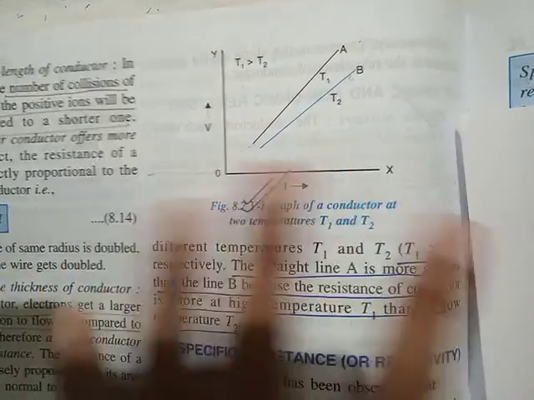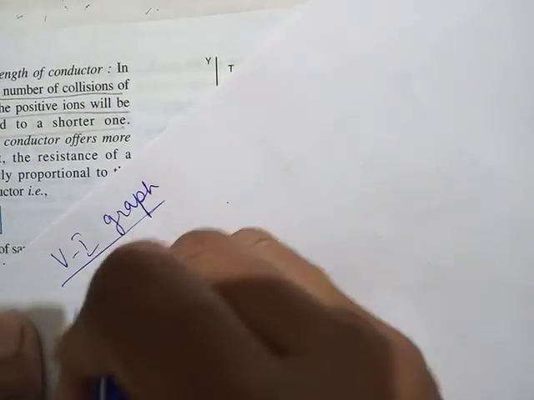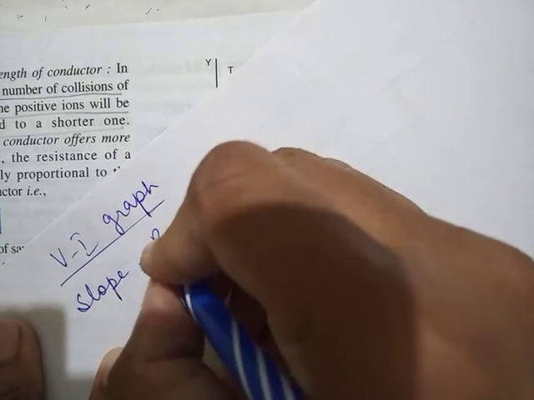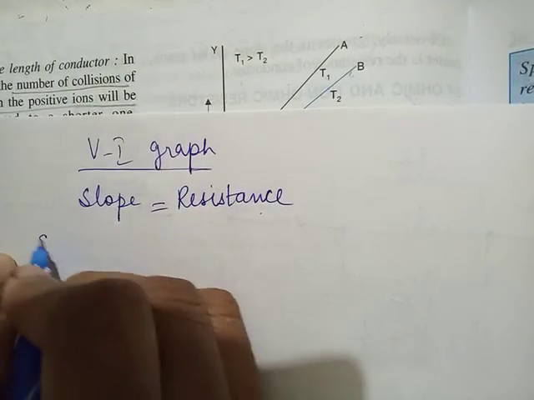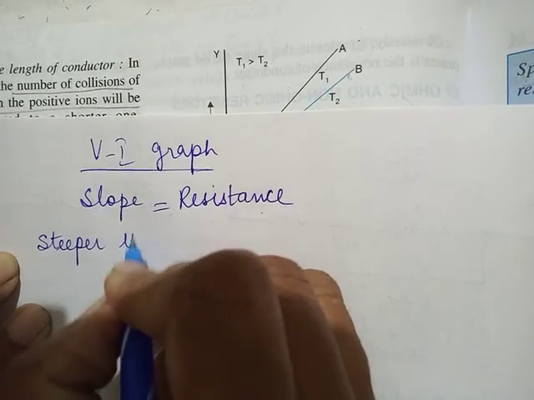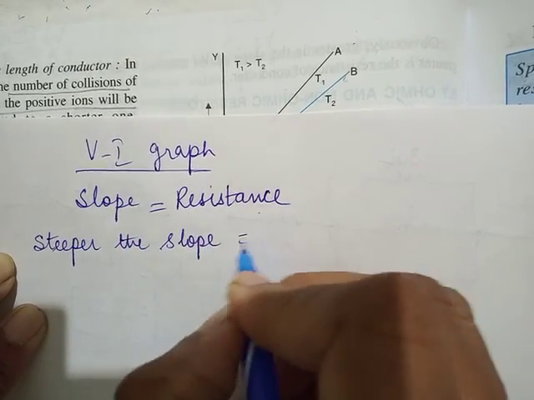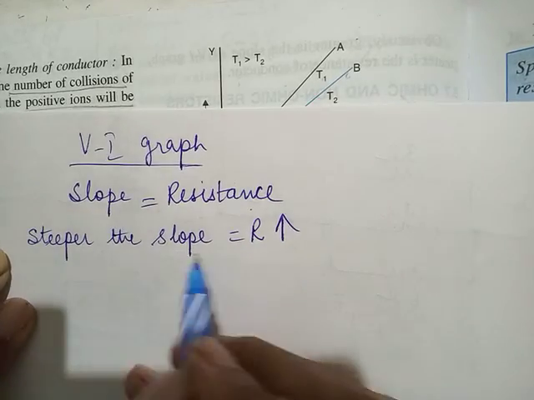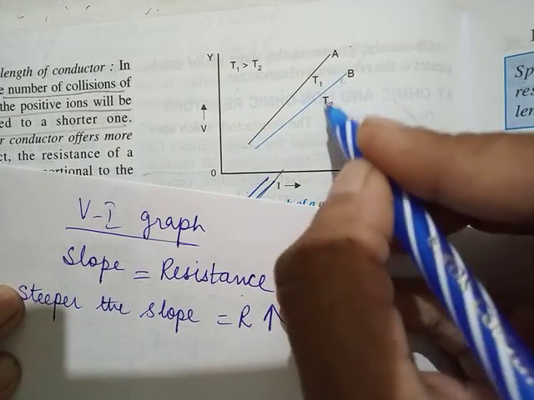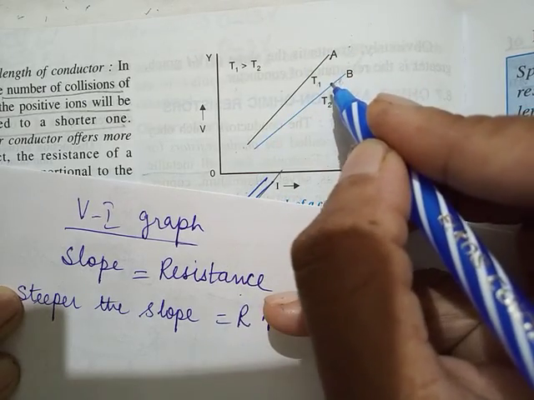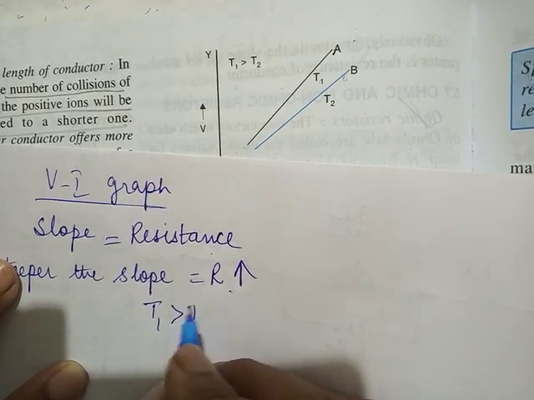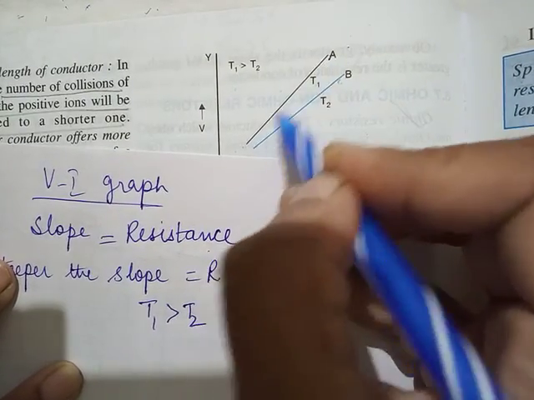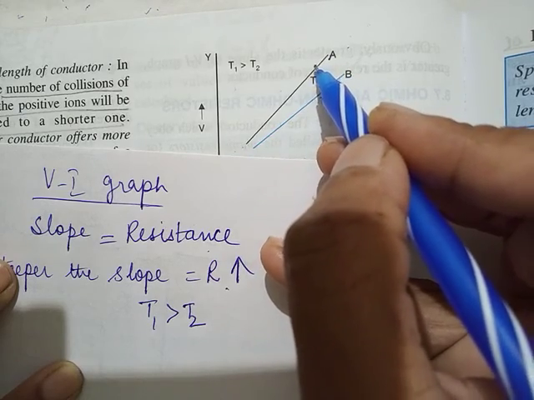So it is a VI graph. Because it is a VI graph, slope will give you the resistance, and the steeper the slope, the more the resistance. Now when you compare these two, this one is steeper. Therefore T1 should be greater than T2, because the slope of this one is more than this.